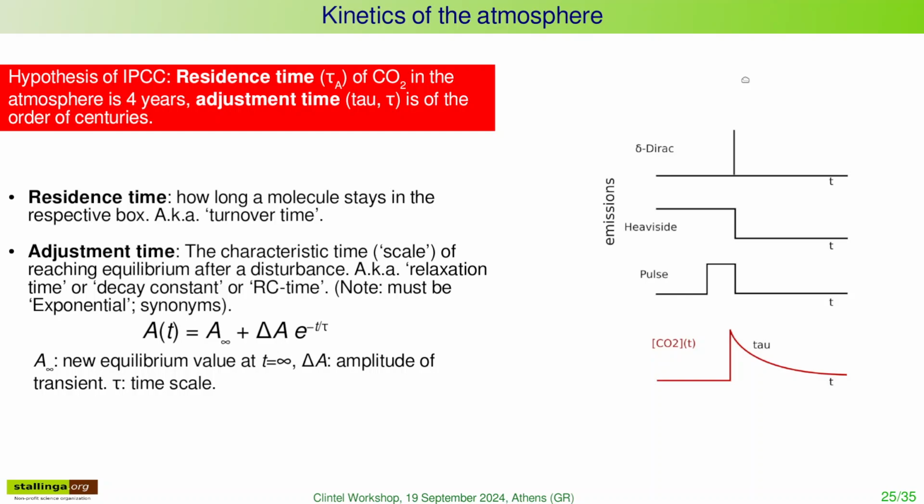Or we take a pulse, which is actually the atomic bombs, as we will see in a moment. And then we can see, all the time, the decay of the system with a certain relaxation time, which we call tau. And this is then the adjustment time.